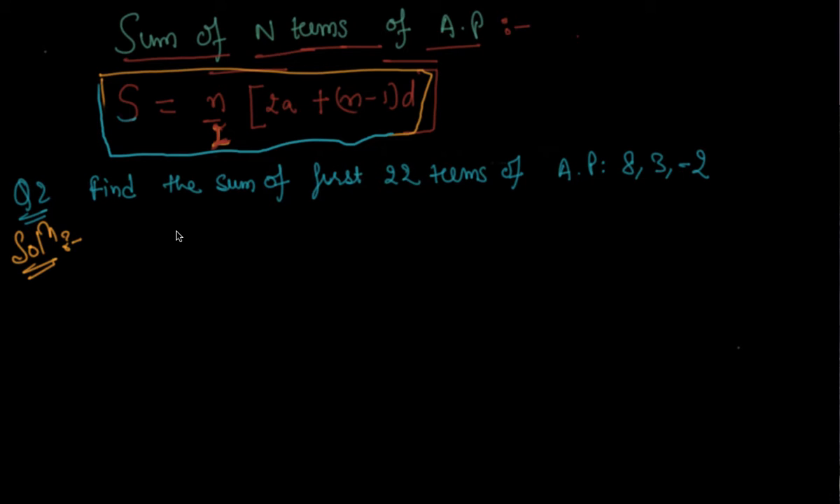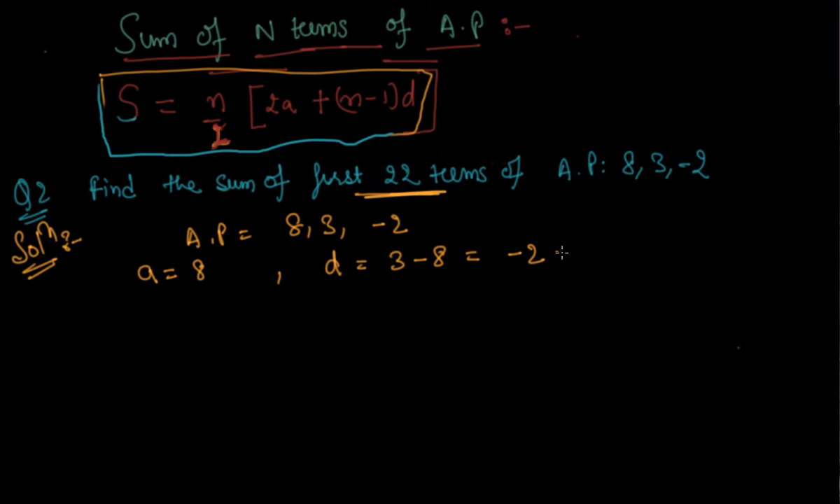So students, here is one more question on finding the sum of n terms of an AP. Here we have to find the sum of the first 22 terms of the AP, and the AP is given as 8, 3, minus 2. As you all know, the first step is to find the value of a, our first term, which will be 8. The second step is to find the common difference. This is 3 minus 8, or minus 2 minus 3, which comes as minus 5.